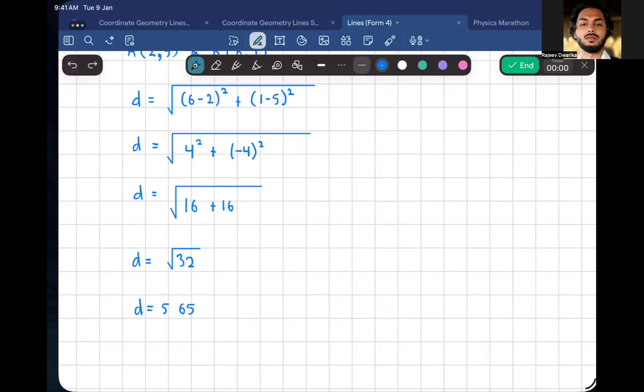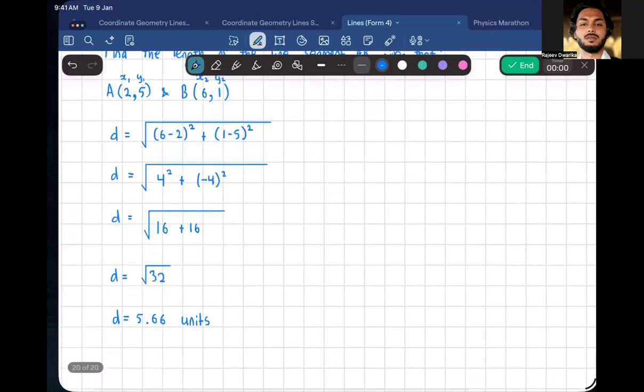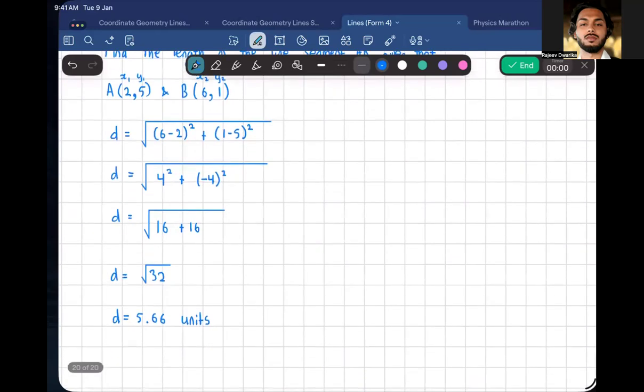Well, if you round it off to 2 decimal places, it really should be 5.66, because the full decimal is 5.656. The number after 5 is 6, so you'll round up. So 5.66. Understand? All right, so you'll say 5.66 units. So that's the length of line AB.